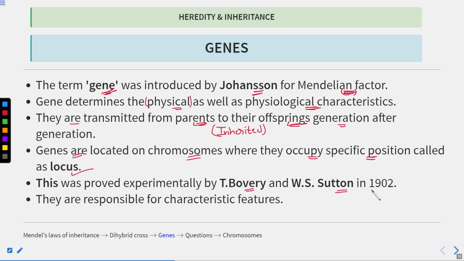This was done by Boveri and Sutton in 1902. Now these genes are responsible for the characteristic features of an organism. Okay, so genes code for a specific protein, you know.